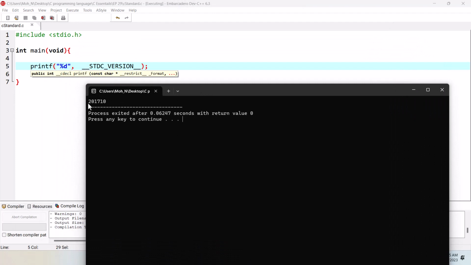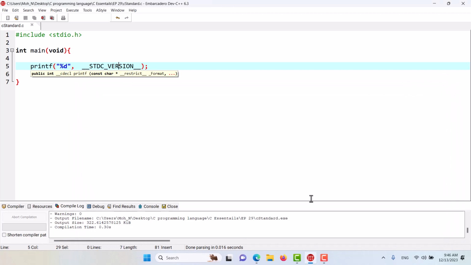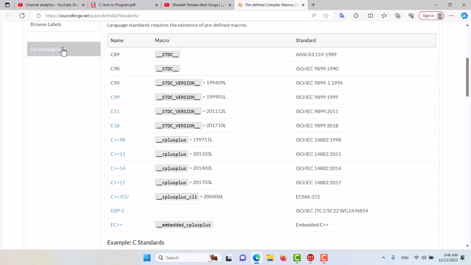And we have got this value, 2017 and 10. This indicates that this release was around 2017, so most probably this is the C18 version of the C programming language. And here on the web, I have these values on this website, sourceforge.net, in the C standards. You can see 2017 and 10. That is the C18 standard, the specific standard that was released by ISO. So this is the version that my compiler uses at the moment.